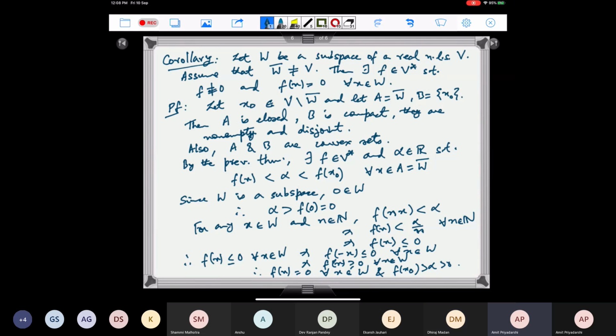You can look at a very simple example, even on R2. Say W is just the x-axis, right? And if I want to extend it, you said that we will extend it to any basis and then make it 0 on the rest, right? So suppose I take the basis to be e1 and e1 plus e2.